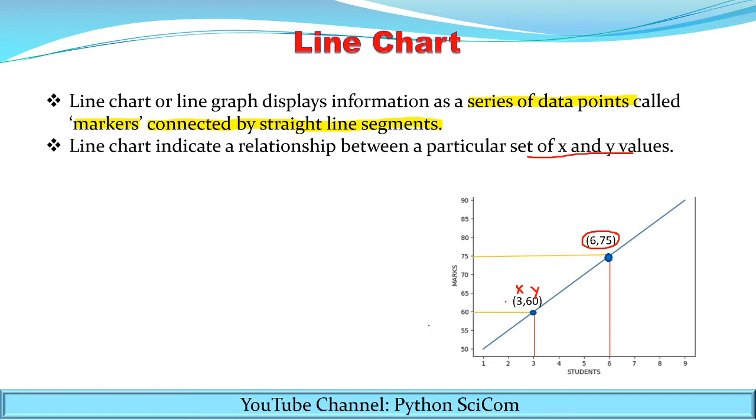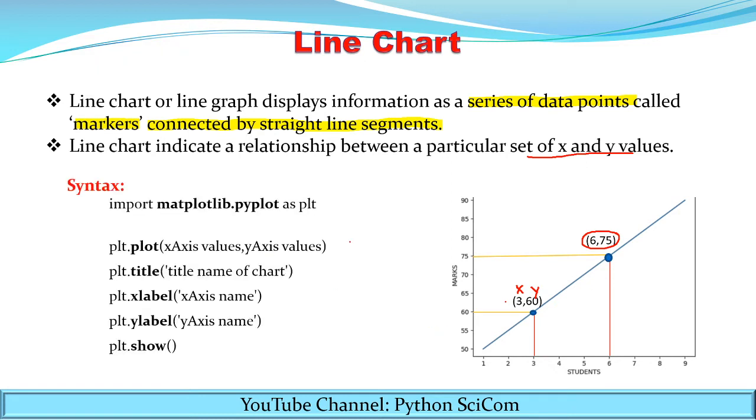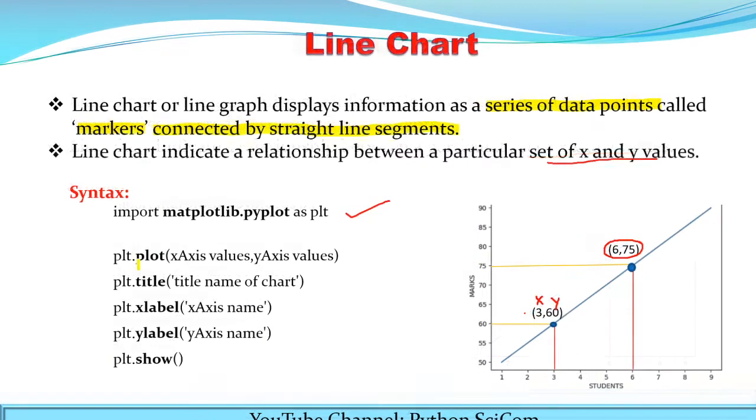Now, for drawing the line chart, we need certain syntax. The syntax is as follows. First of all, we have to write down the import statement: import matplotlib.pyplot as plt. This is the alias name that we are using for matplotlib.pyplot. After that, we have to use this plot function. The plot function will plot the line chart.